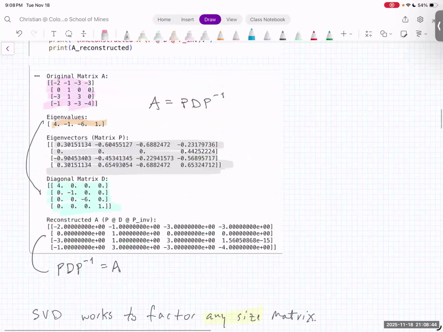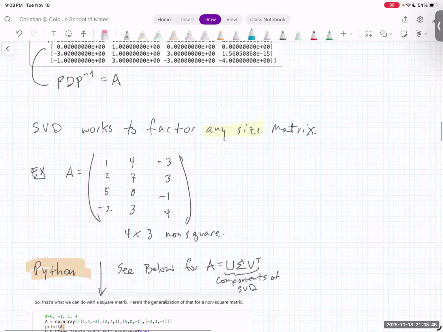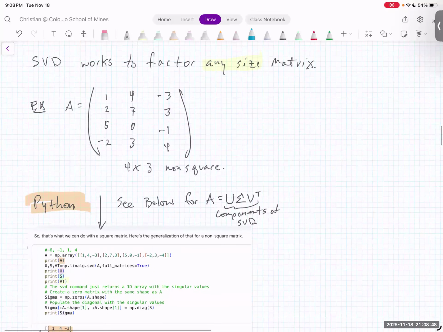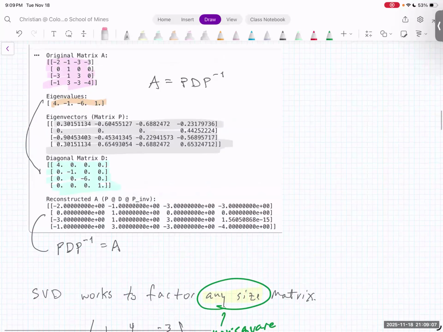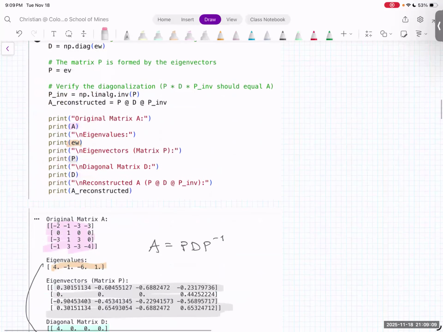I'm going to scroll down here. The idea with singular value decomposition is that it's going to work for a matrix of any size, specifically non-square matrices. Okay, so let's take this matrix here and, let's see. Oh, you know what? I did want to go back up here.